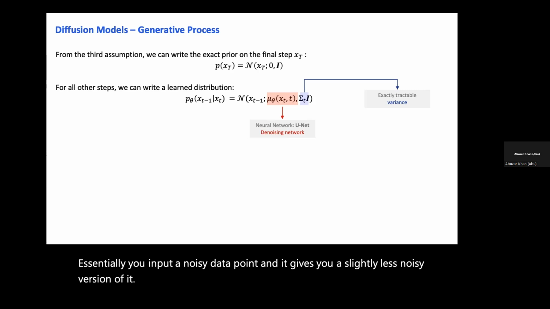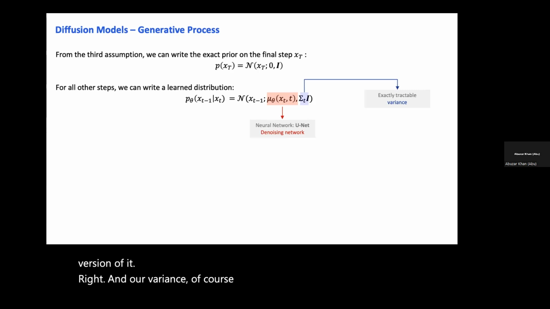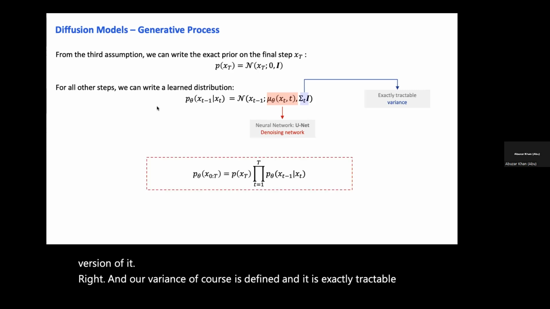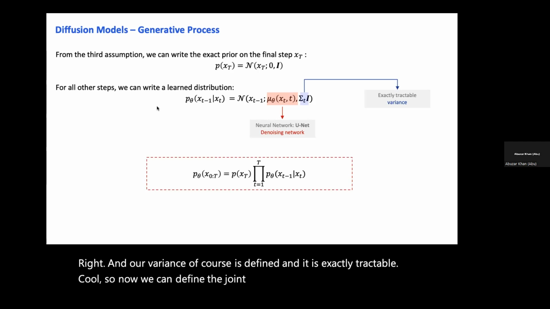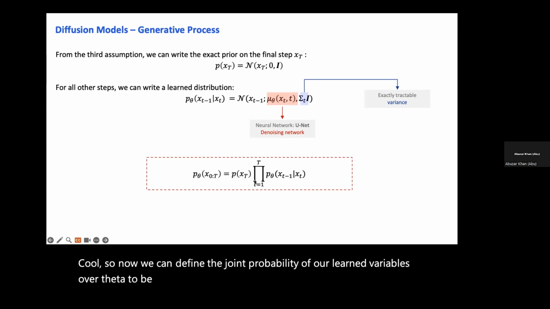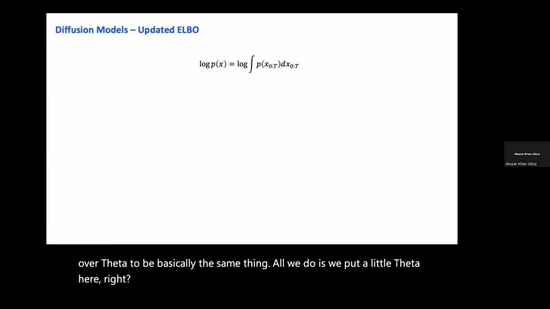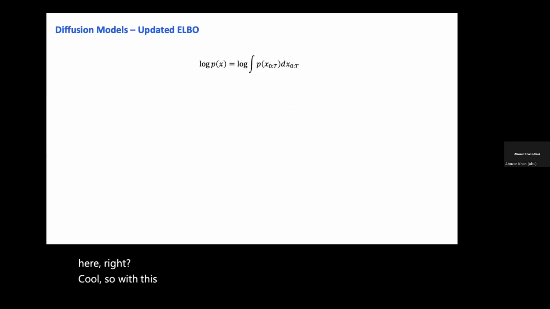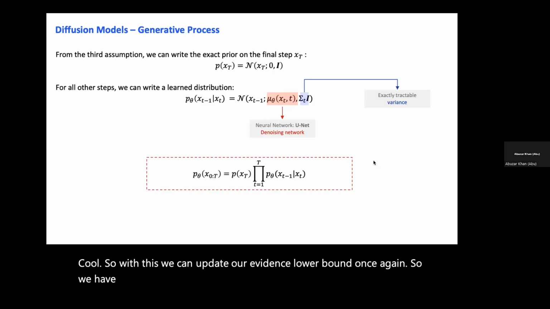Right, and our variance, of course, is defined, and it is exactly tractable. Cool. So now we can define the joint probability of our learned variables over theta to be basically the same thing. All we do is we put a little theta here, right? Cool. So with this, we can update our evidence lower bound once again. So we have our joint distribution, and of course we had our posterior as well, which we defined.